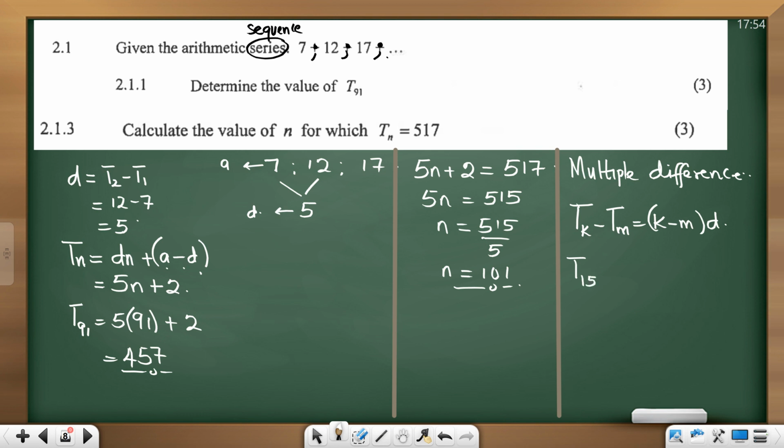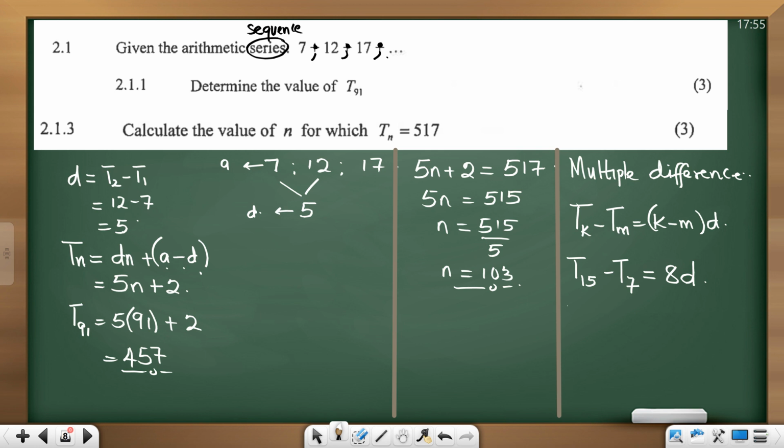Example: T15, if I also give you the 7th term, there are eight differences between them. Yeah, I just made that mistake there. 15 minus 7 is 8, not 5. Fifteen divided by 5 is 3. All right.